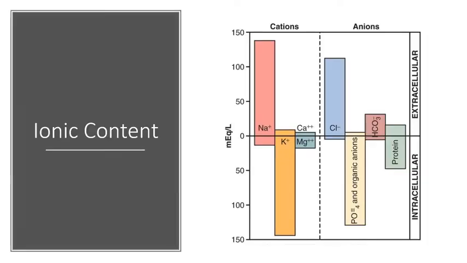This next slide I find quite useful to think about. When we do a plasma blood test, we're looking at what's in the extracellular compartment. So this will be quite familiar to all of you. Your sodium being at around the 140 mark, potassium around the 4 to 5 mark, a small amount of calcium and magnesium, a lot of chloride and bicarb.